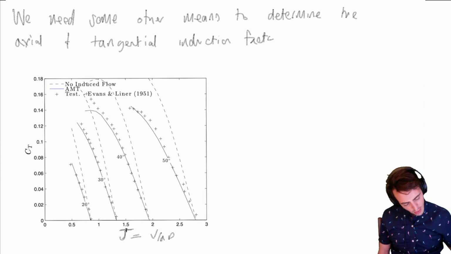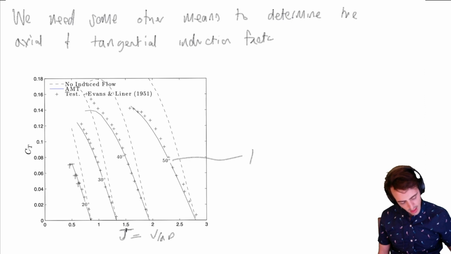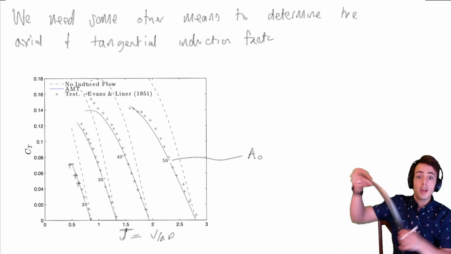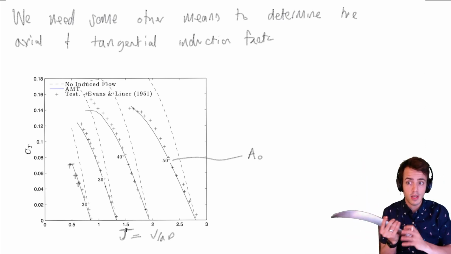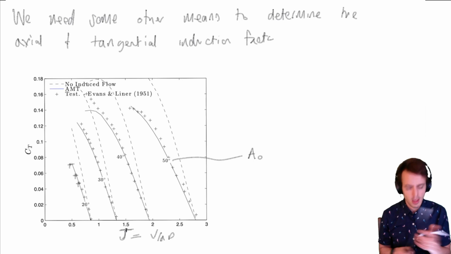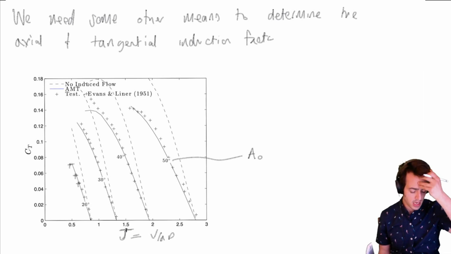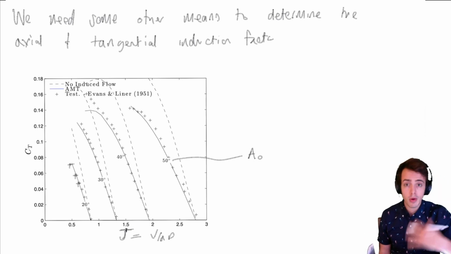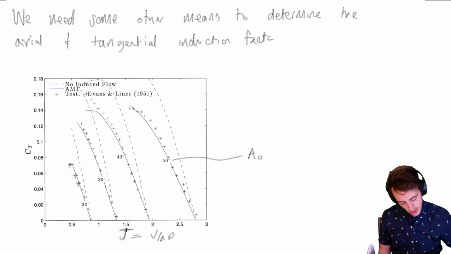What we've got here, importantly, is some data points, which are the crosses, for different blade setting angles. So this is the A0, which is the setting, how these propellers have been twisted, and then we've increased the forward speed, as these two guys, Evans and Liner, did back in 1951. They took data points, then measured the thrust coefficient. So if we don't include AA and AT, we get these curves.